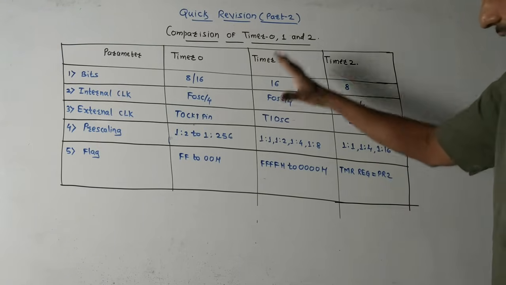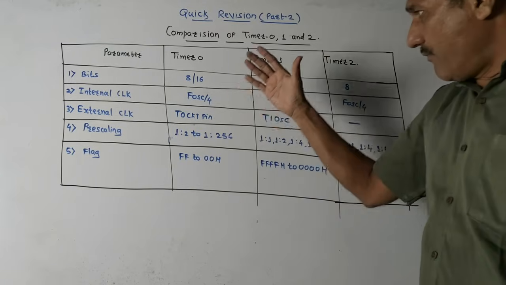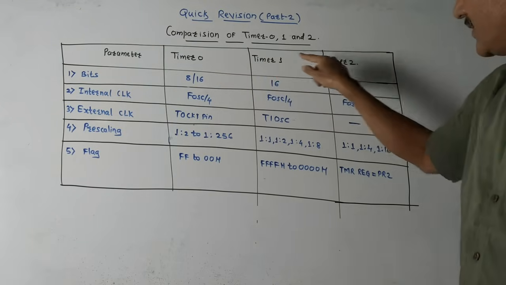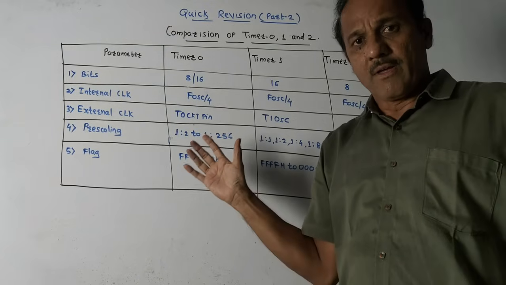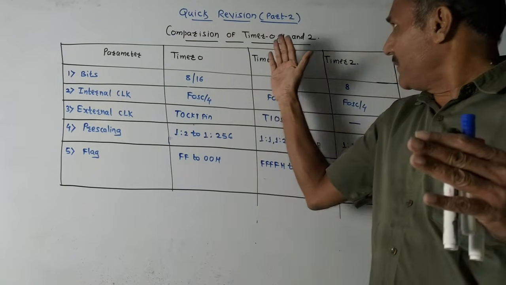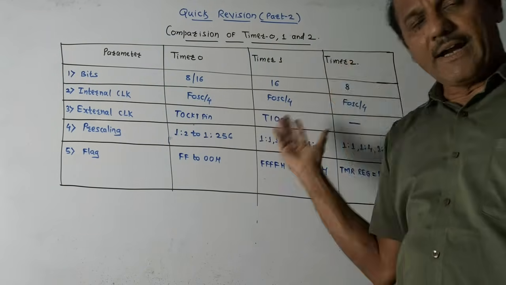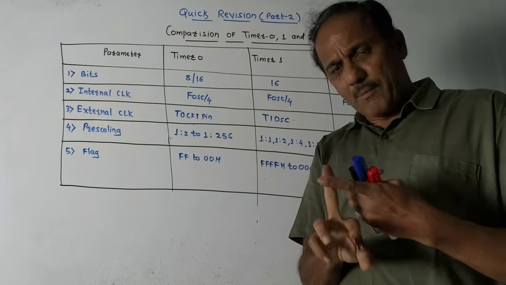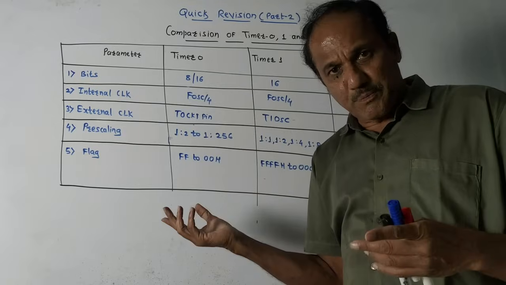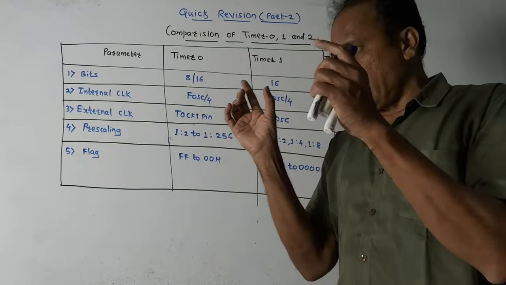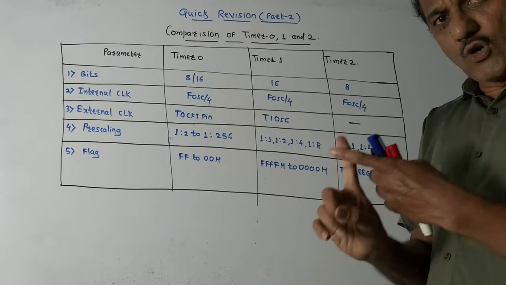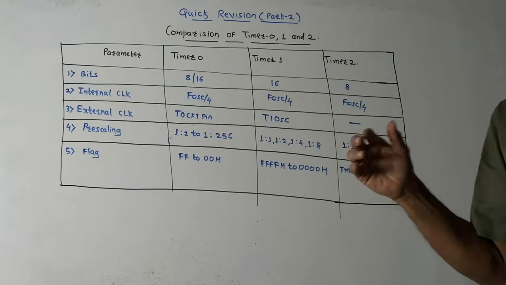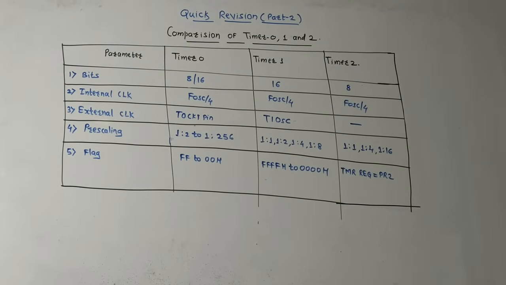Apart from this, you can add one more point if you wish. Wake up from sleep is available in Timer 1, whereas for Timer 0 and Timer 2, it is not available. So this is the comparison between Timer 0, Timer 1 and Timer 2. Apart from this, as far as the block diagrams of Timer 0 and Timer 1, which I have already explained, you can well add the register contents related to Timer 0, 1 and 2 in the explanation, which I have already covered in the detailed video.